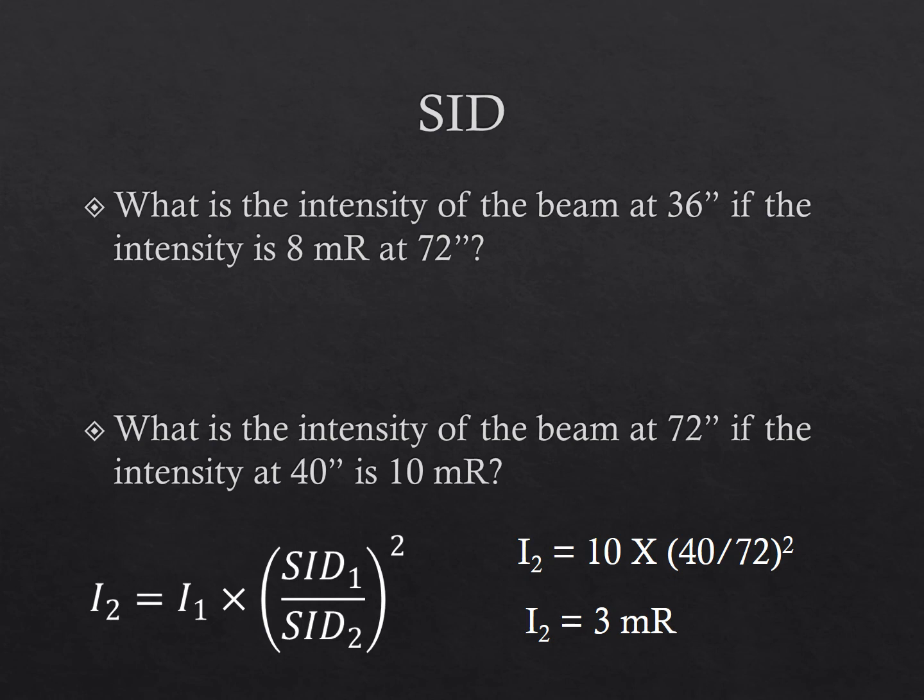The key thing to remember here is this is the square law, inverse square. So don't forget to square the distances. That's probably the biggest mistake most people will make. So when I work the problem out, I square those distances and multiply that by my original intensity. My intensity at 72 inches is now 3 milliroentgen.